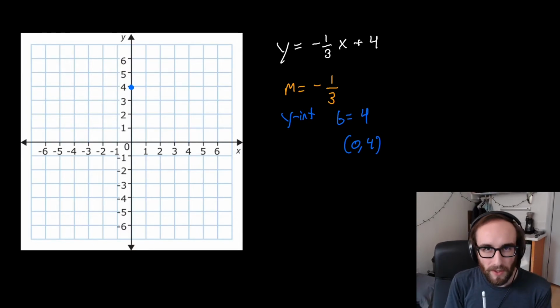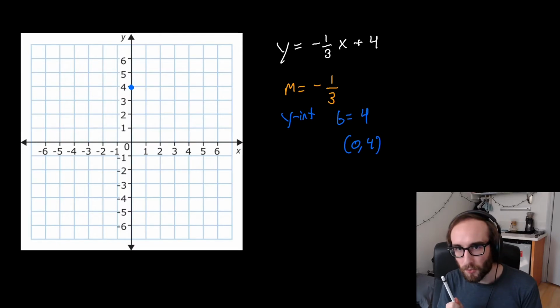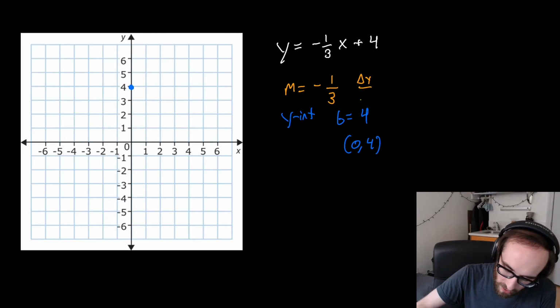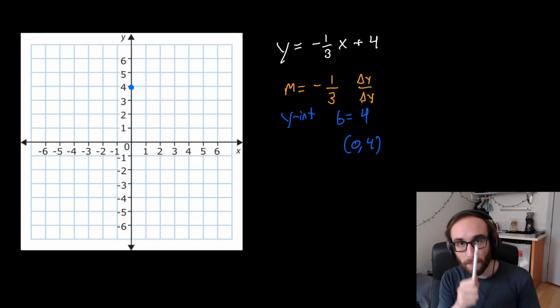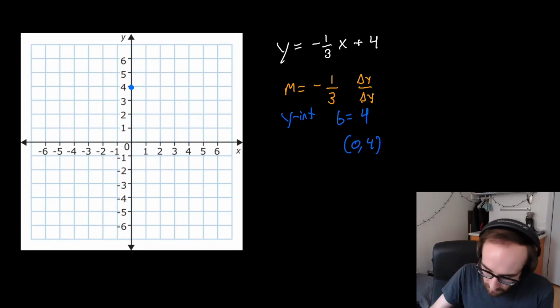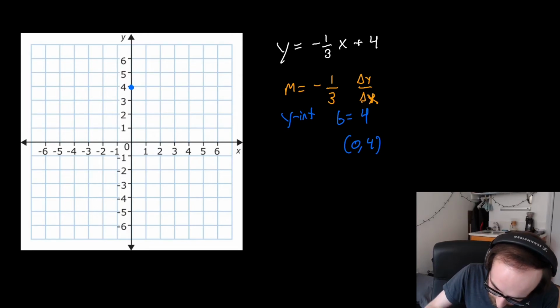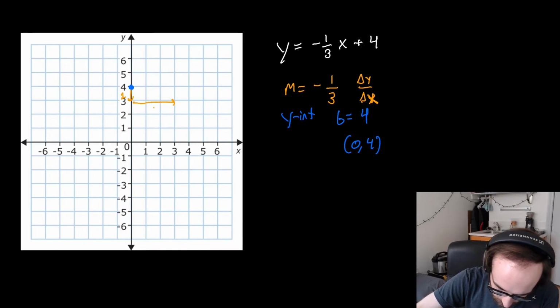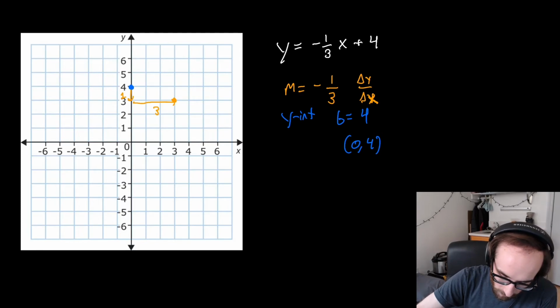So one way to think about this is we could go down 1/3 to the right. We could also think of this as the change in y over change in x. So negative 1 means we go down 1, and then 3 means we go to the right 3. Change in y over change in x. So we go down 1 to the right 3. And here's another point on our line.